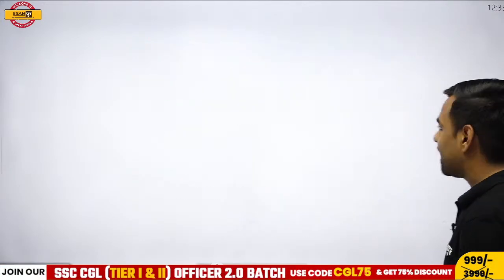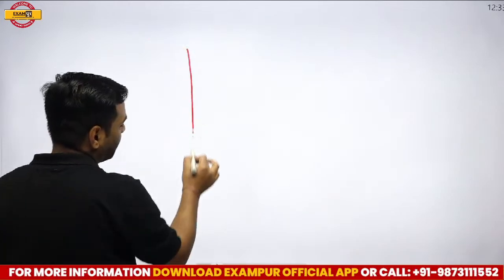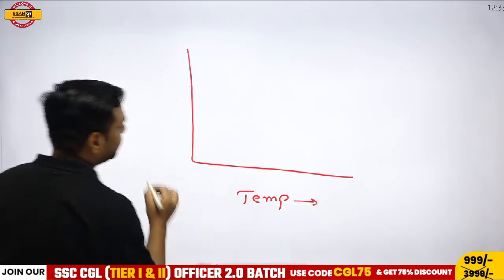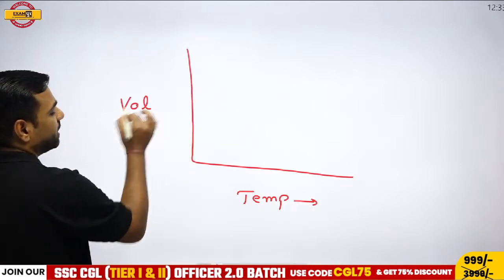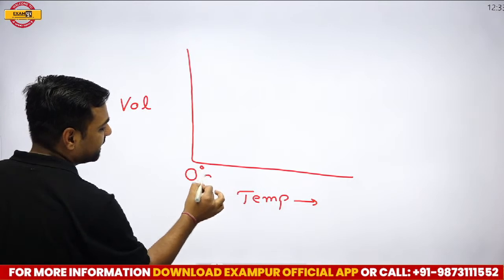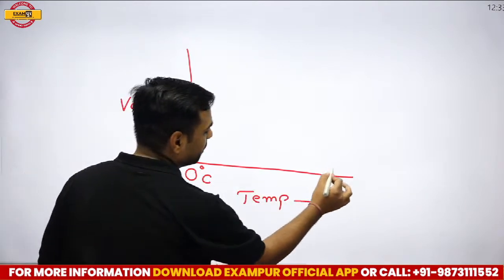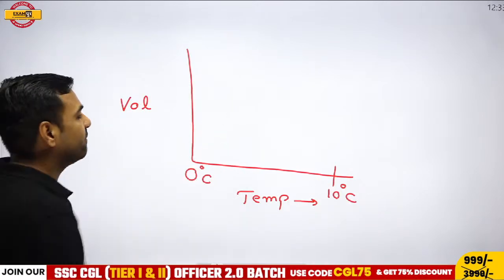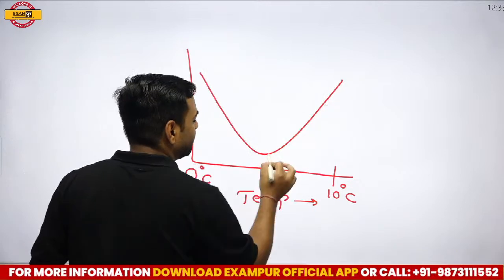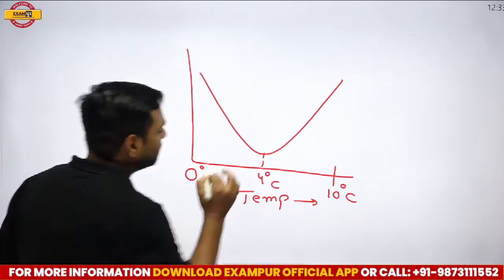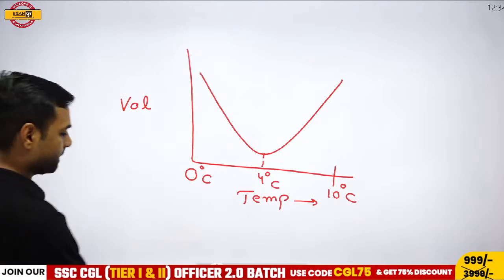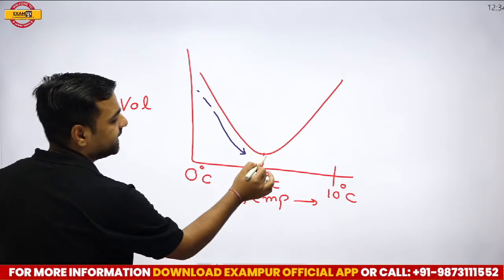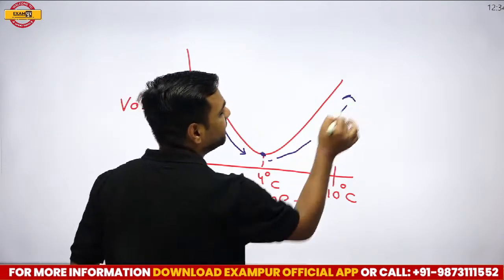What I've told you, when I draw the graph, this was the temperature part and this was the volume part. And what is asked? It is asked when we are increasing the temperature from 0 degree to 10 degrees centigrade. And I've shown you that graph as well. At 4 degrees centigrade, just have a look. Simple logic. I'll use another pen. What is happening? First it is decreasing and it will be minimum here and then it will increase, right?